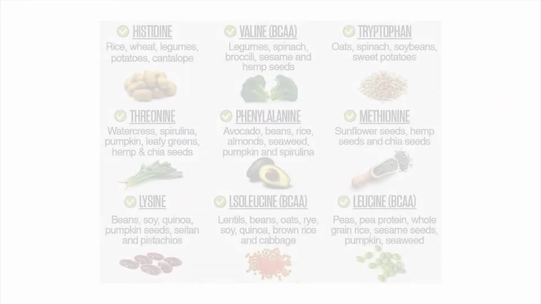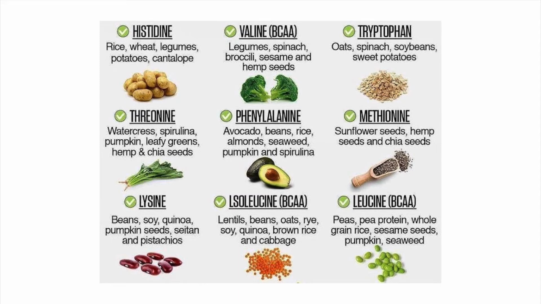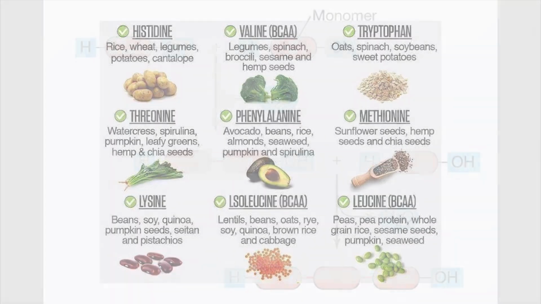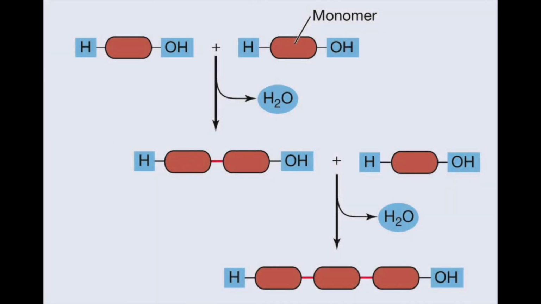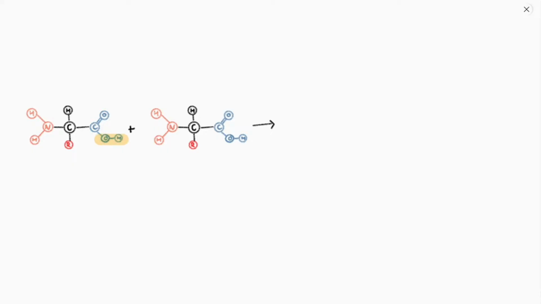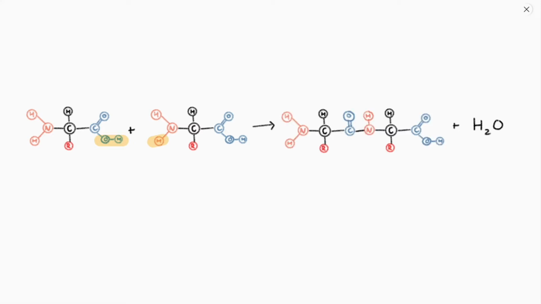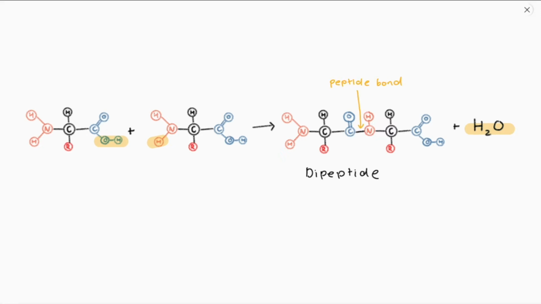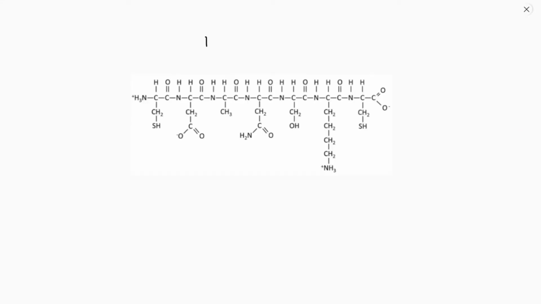Out of 20, we have 9 essential amino acids, which we can't naturally produce and have to gain by food consumption. Through a condensation reaction, the hydroxyl in the carboxyl and hydrogen in the amino group combine to form a water molecule. This creates a covalent peptide bond in what is now called a dipeptide molecule. Multiple condensation reactions between the amino acids will create a polypeptide chain.